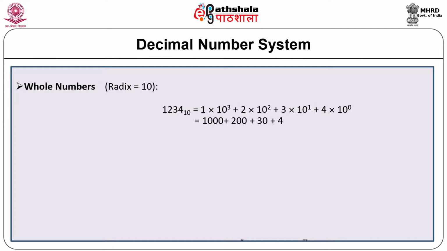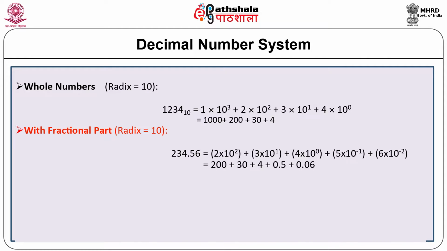Let us consider a whole number 1234 in decimal, which could be represented as 1 into 10 raised to 3 plus 2 into 10 raised to 2 plus 3 into 10 raised to 1 plus 4 into 10 raised to 0, that is equal to 1000 plus 200 plus 30 plus 4. For the representation of the fractional part, it is necessary to use a reference point called the decimal point. The fractional part is present to the right side of the decimal point.